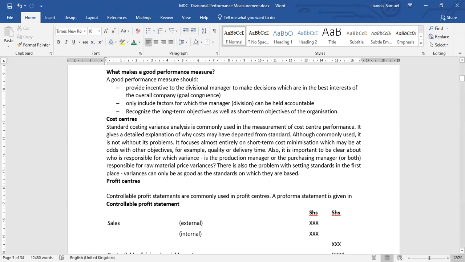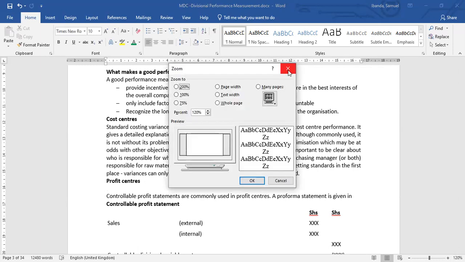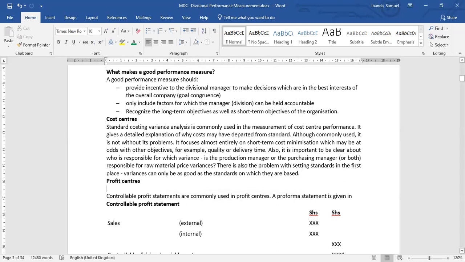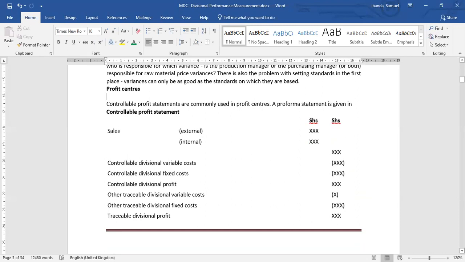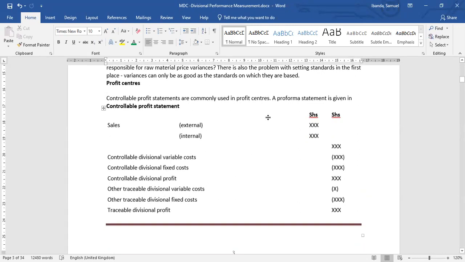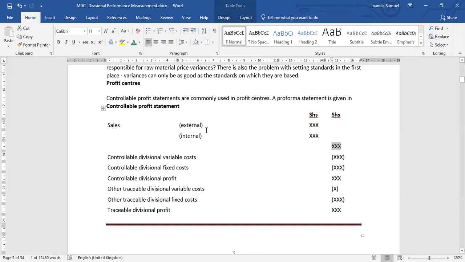Now we have a summary here of how controllable profit is determined. Remember, we said when it comes to profit centers, we look at the controllable profit. So we have sales, external and internal. Then after our sales, we have the controllable divisional variable costs, and the controllable divisional fixed costs. Whenever you see the word controllable, it means that the manager of this division has control over it.